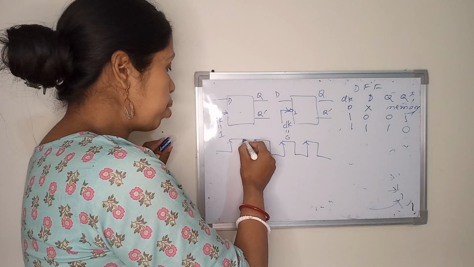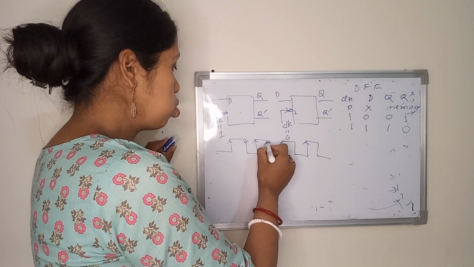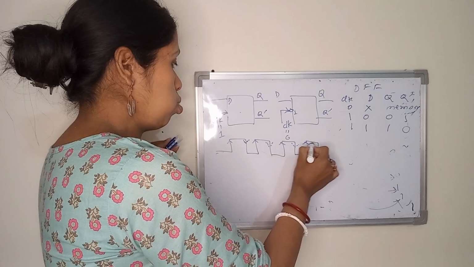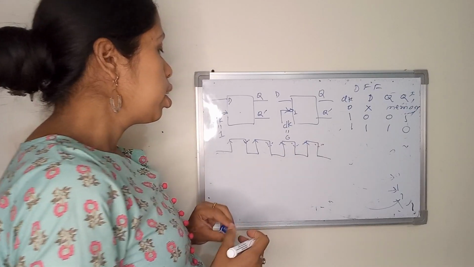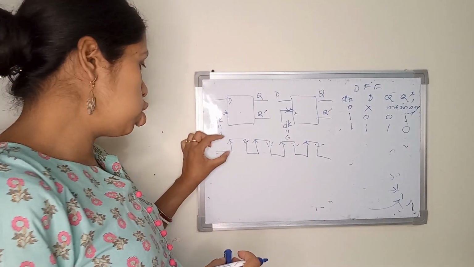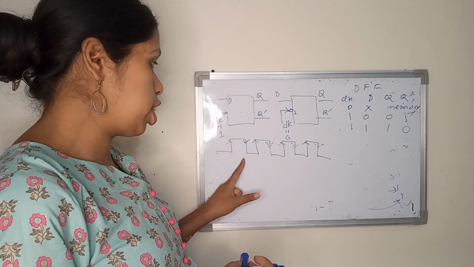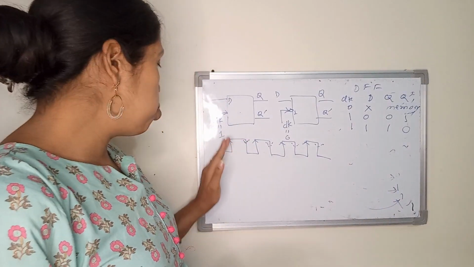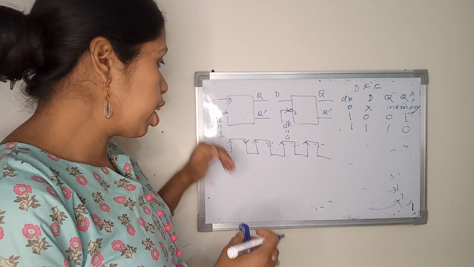When the transition goes from 1 to 0, then it becomes the negative clock. This is called the positive edge trigger, and this is the negative edge trigger. There is also a level trigger that we will discuss later. So, positive edge trigger and negative edge trigger.